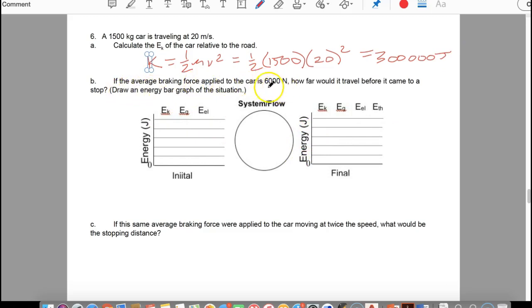Here they tell us that the braking force is 6,000 newtons. They want to know how far would it travel before it came to a stop. So right off the bat, we have kinetic energy, because that car is initially traveling. And then in the end, the energy that we're going to have left is going to be thermal energy. And that thermal energy is going to be exactly the same amount as the kinetic energy. The thermal energy we could also think of as work going out. So you could actually do either one of those things. So our system here is the car. We know we have the brakes, and we also have the earth.